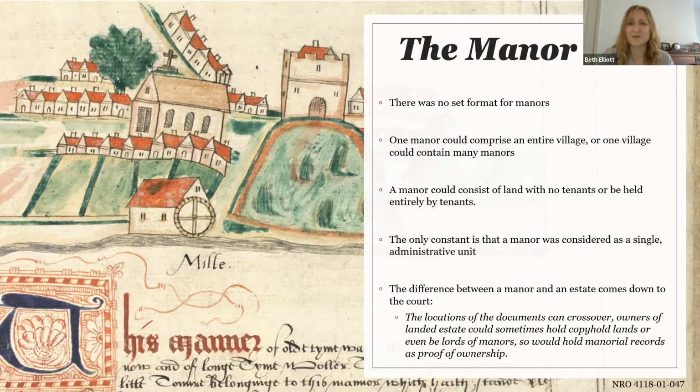As I've just mentioned, there's no set format for a manor. We could have a manor that consists of an entire village. We could have one village that has multiple manors in it. We could also have multiple patches of land that consist of one manor. The only thing that we can say is constant is that it's a single administrative unit.